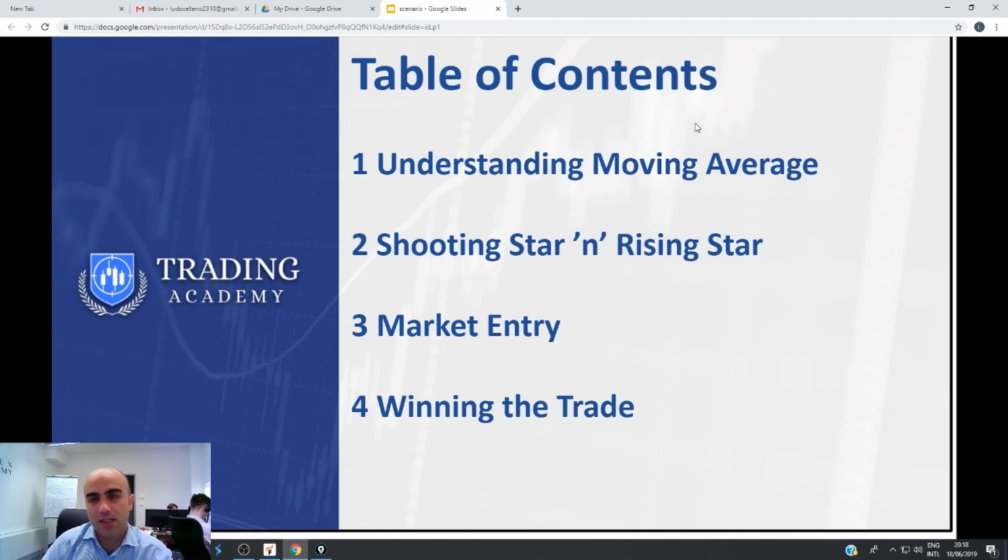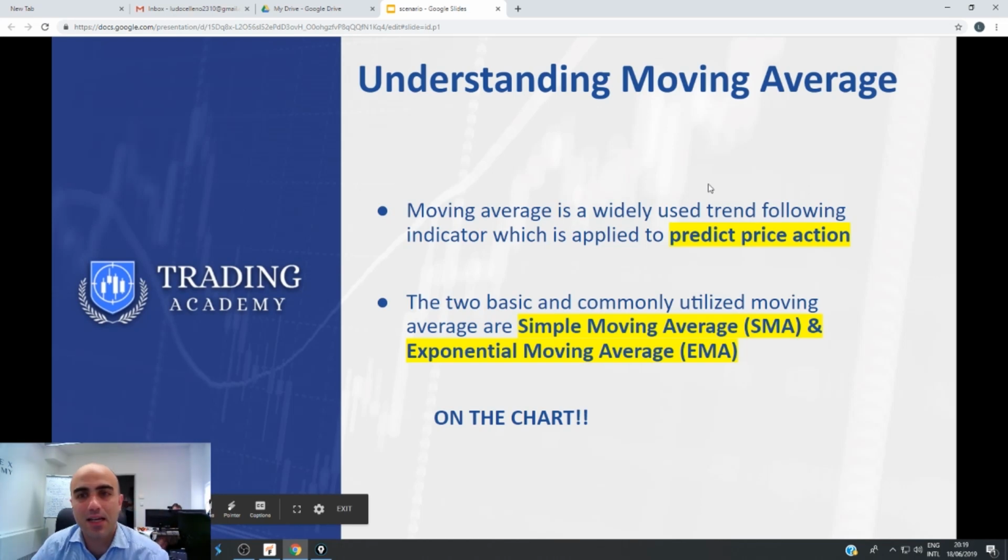First of all, we need to understand what a moving average is and why we use this indicator in order to capitalize our profit when we read this pattern. Then of course we're going to start talking about the pattern itself, how the market draws it and how it behaves, and definitely how we're going to enter to win that trade. Starting off with understanding a moving average.